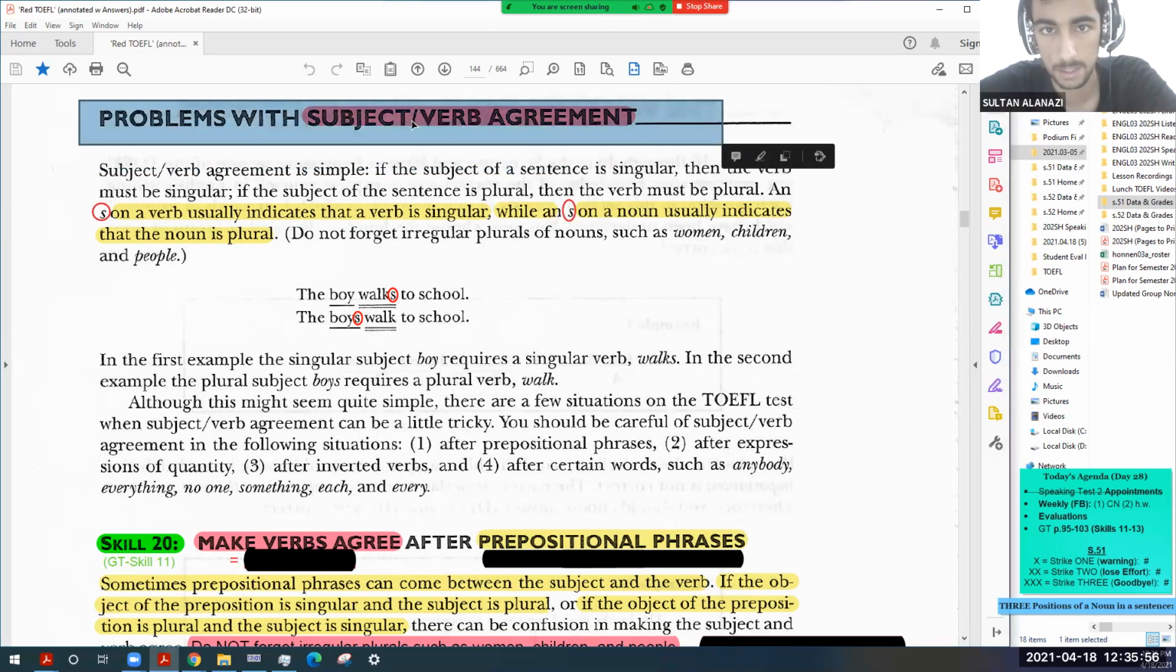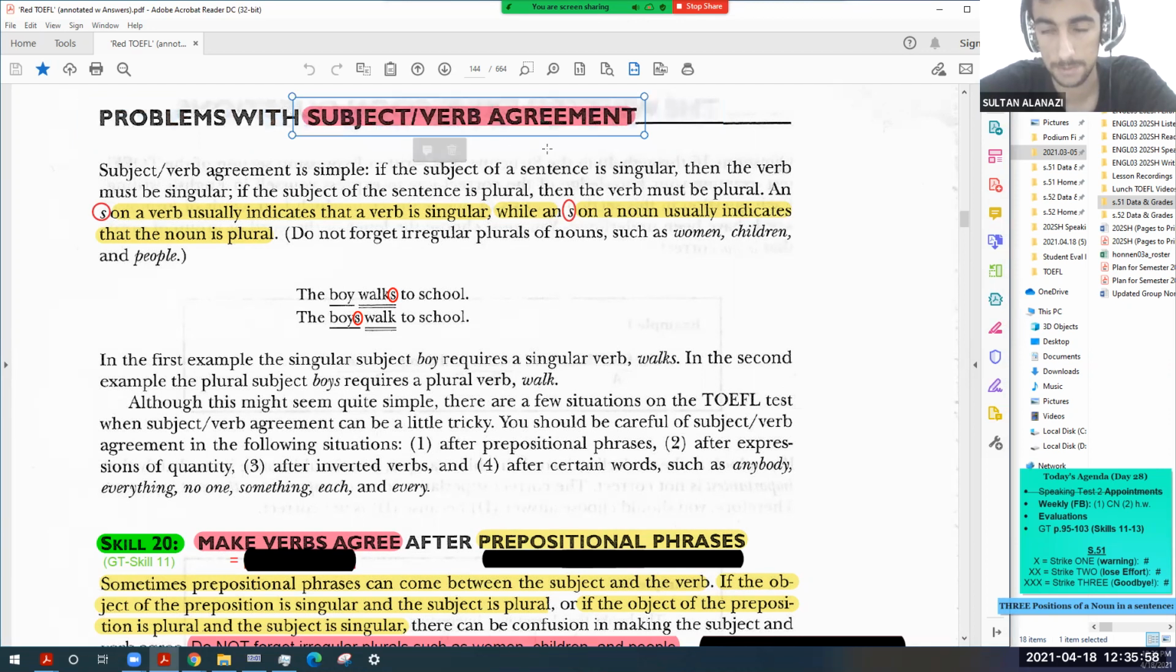Problems with subject verb agreement. Do you know the meaning of subject verb agreement? Can anybody here explain that? Yes, Sultan. The verb must connect with the subject. Yeah, so you match them grammatically. Yes, we match a subject to the verb. Okay, you must match them.